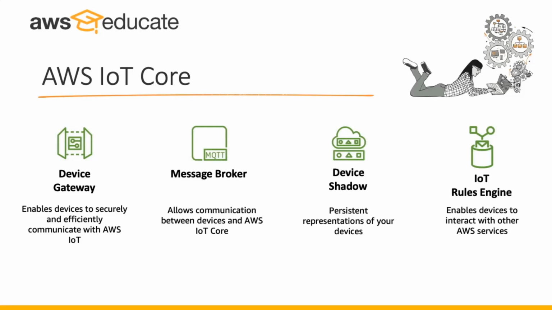We also have device shadow, which is a JSON document that stores and retrieves the current state information of a device. This service will maintain a shadow for every device you connect to AWS IoT, and you can use it to change the state of a device via MQTT or HTTP.